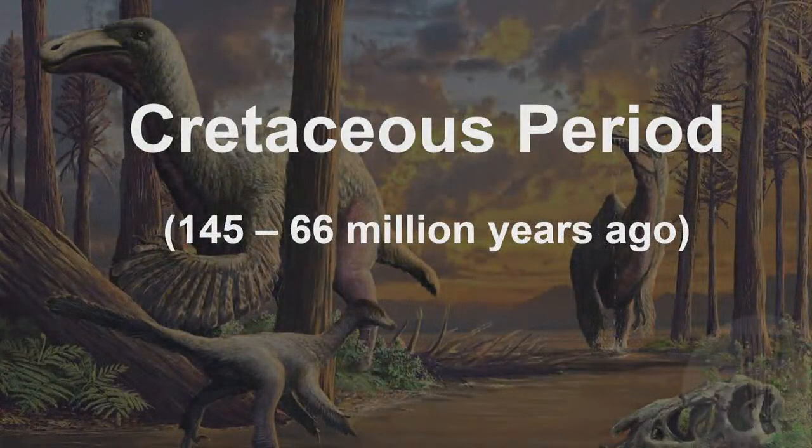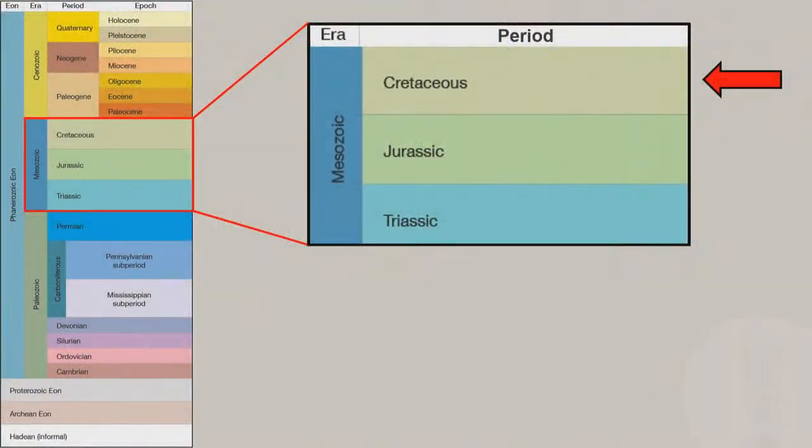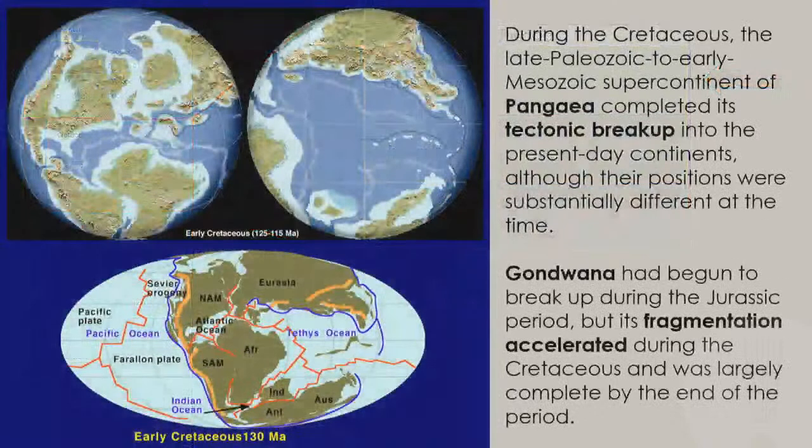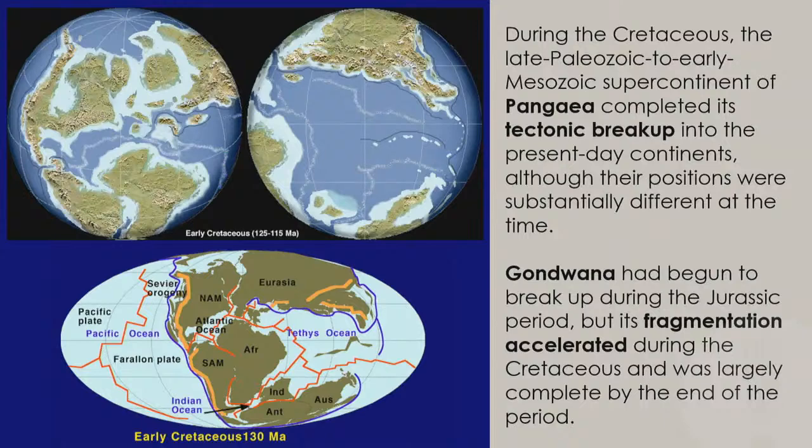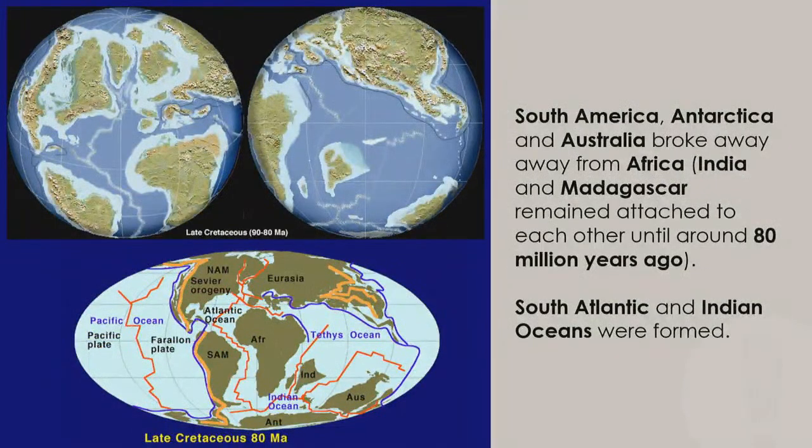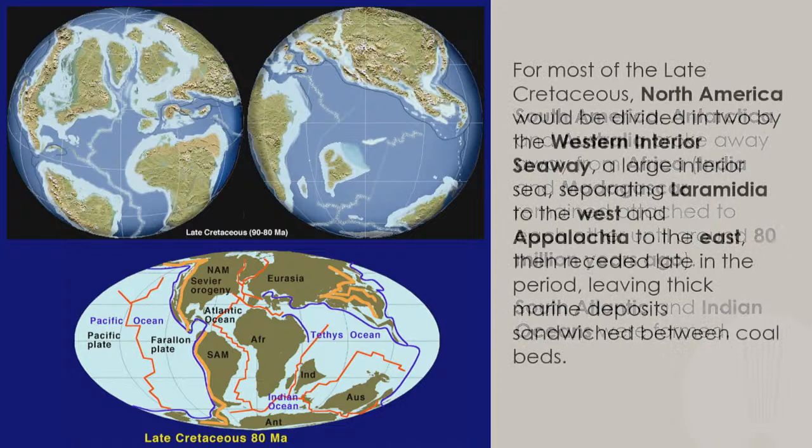So now we're moving on to the Cretaceous period, the last period of the Mesozoic era. Pangaea had completed its tectonic breakup into the present-day continents, although their positions were still very different than they are today. South America, Antarctica, and Australia broke away from Africa. The South Atlantic and Indian Oceans were formed. North America was still divided in two with that Western Interior Seaway.